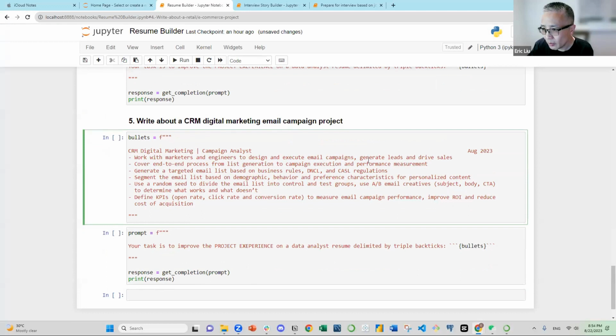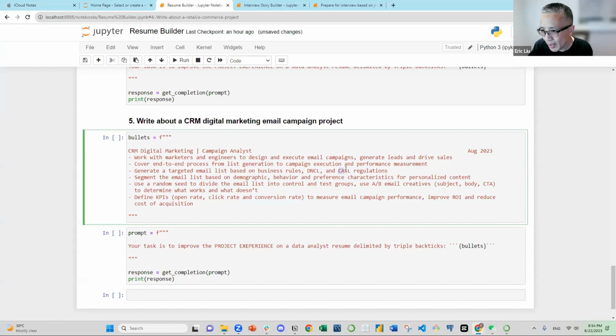Design and execute email campaigns, generate leads and drive sales. The end-to-end process includes lead generation, campaign execution and performance management. Generate a targeted email list based on business rules. If you Google, you will find this is the do not call list. Of course, you cannot call them or email them.